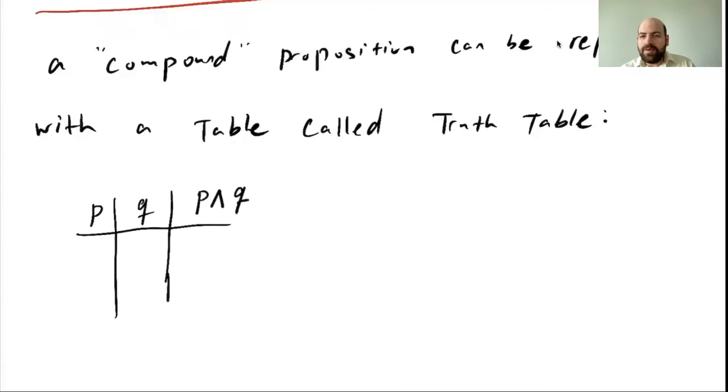Okay, so what are the possibilities for truth values of P and Q? Well, P is a proposition, so it could be true or false. Q is also a proposition, so it could be true or false. Each of them has two possibilities, so overall we have four possibilities. Both could be true, or this could be true and this could be false, or this could be false and this could be true, or both could be false.